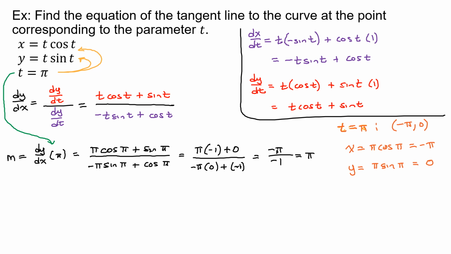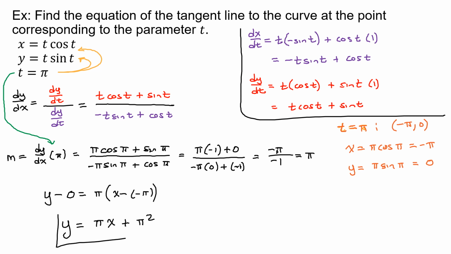Then I go back to my y minus y1 equals the slope times x minus x1, the point-slope formula. And I'll say that y minus the y value, which was 0, equals the slope, which was pi, times x minus the x value, which was negative pi. So I'm left with y equals, and I'm going to multiply the pi across and get pi x. And the negative and the negative make positive. Pi times pi gives me a double helping of pi, which is pi squared. And that is my equation of my tangent line, which isn't too bad.